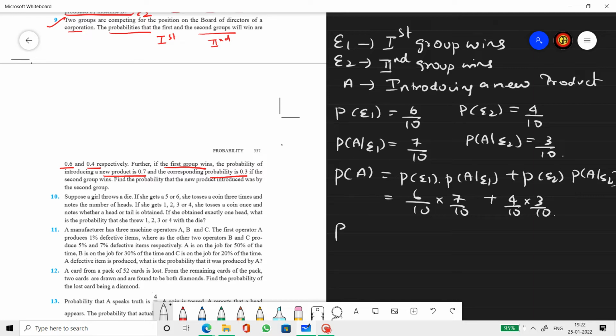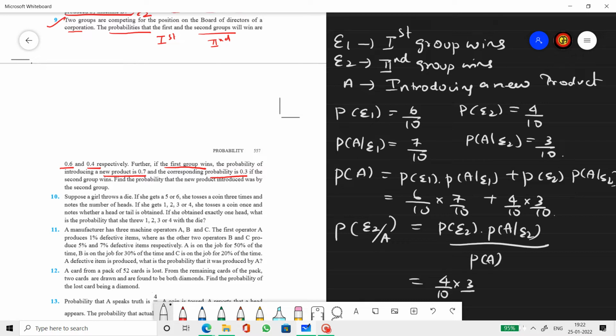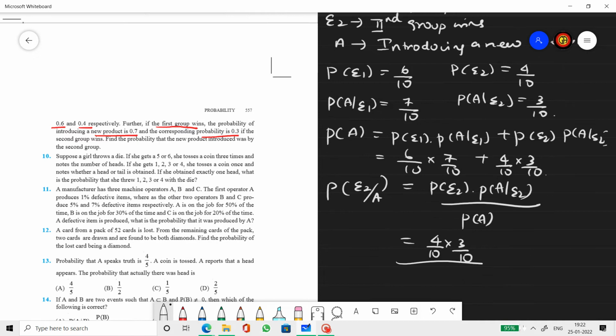And what do they want us to find? They want us to find E2 given A. Second group winning, and them introducing the new product, which is P of E2 into A given E2 by P of A. So 4 by 10 into 3 by 10 divided by the total probability, which is 6 by 10 into 7 by 10 plus 4 by 10 into 3 by 10.